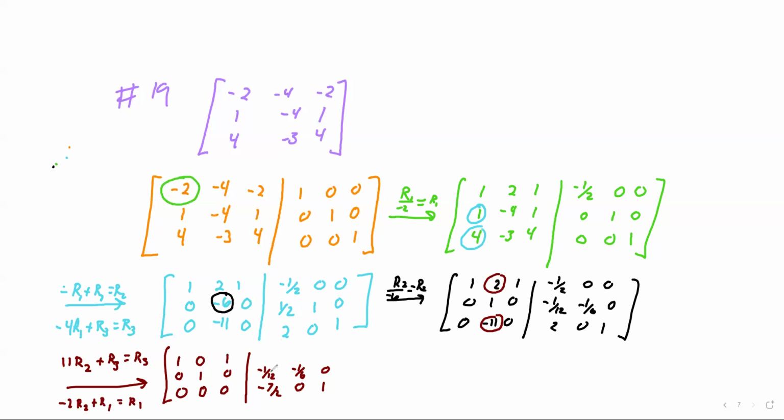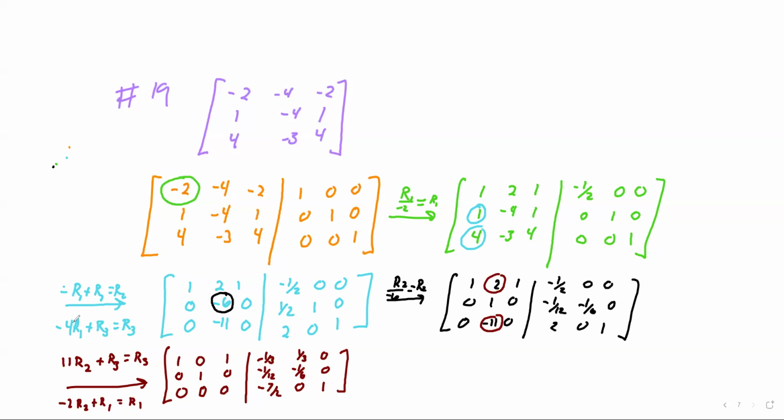-2 times -1/12 is actually positive 1/6. 1/6 plus -1/2, that would be the same thing as -3/6. So positive 1/6, -3/6 gives me -2/6, which is -1/3. Again, you could type these in the calculator. I'm good with that. This will give me positive 1/3 plus 0. This will give me 0 plus 0, which is 0.